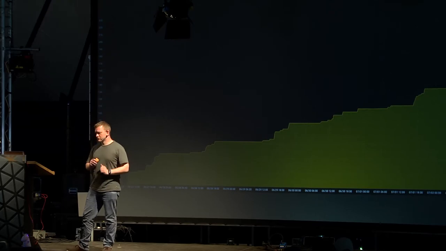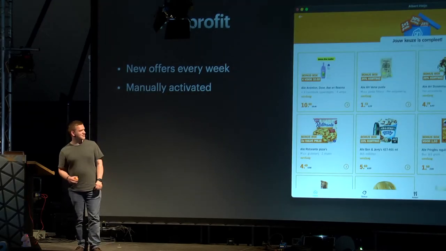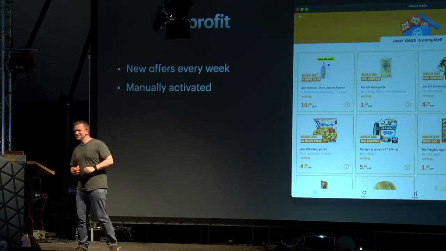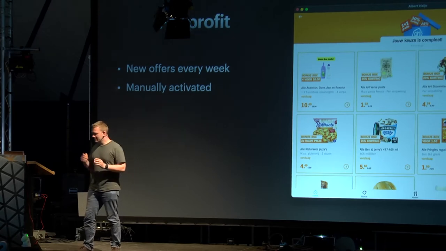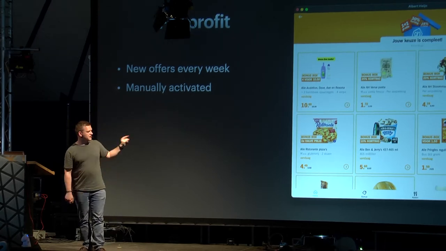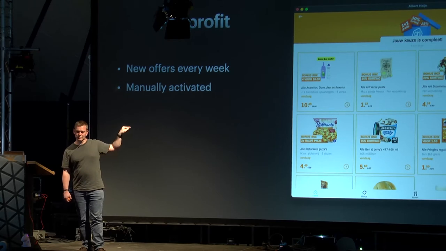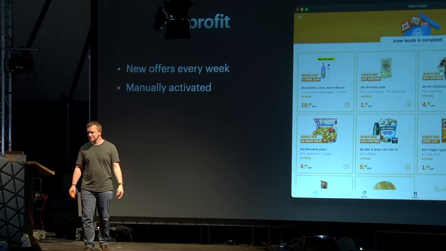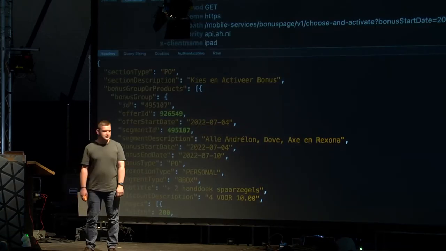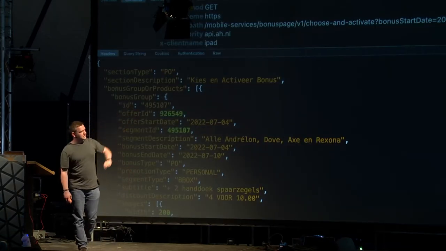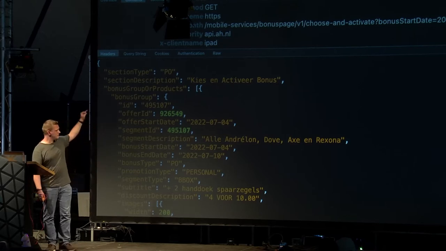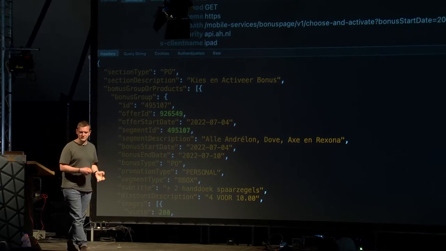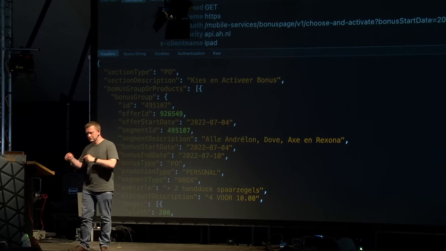I promised you for profit. So here's why it's for profit. Albert Heijn has a thing called a bonus box. What you need to do every week is go in there and pick out what kind of discounts you want. And as you guessed, there's an API call for that too. You just do a request to that URL there, give the start date, you get back a JSON response with all the products that will be discounted for you and you only.